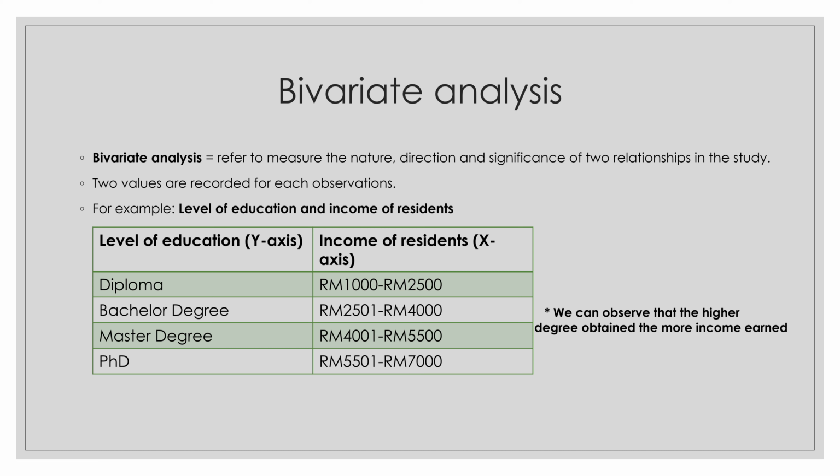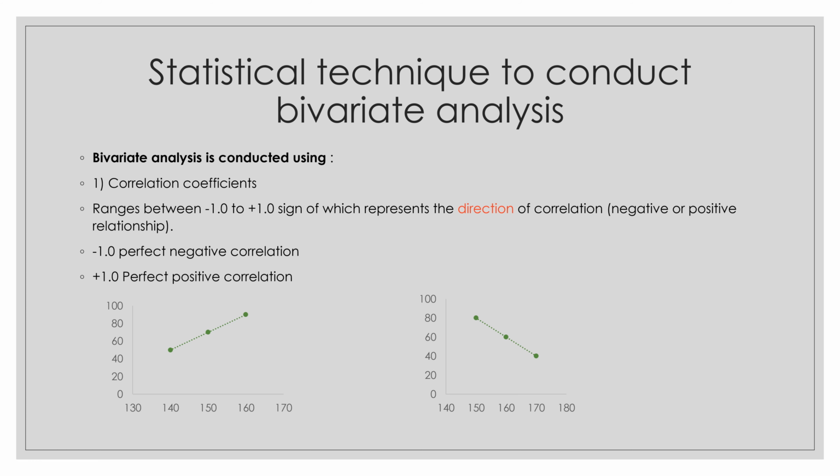In the table below, depicting the level of education and income of residents, two variables are involved, and we can observe that the higher the degree obtained, the more income earned. Level of education is depicted on the y-axis and income of residents on the x-axis. There are also several statistical techniques to conduct bivariate analysis. One is the correlation coefficient. It ranges from -1.0 to +1.0, the sign of which represents the direction of the correlation, whether it is a negative or positive relationship. The left graph depicts a perfect positive correlation, while the right graph depicts a negative correlation, while 0 depicts no correlation at all.